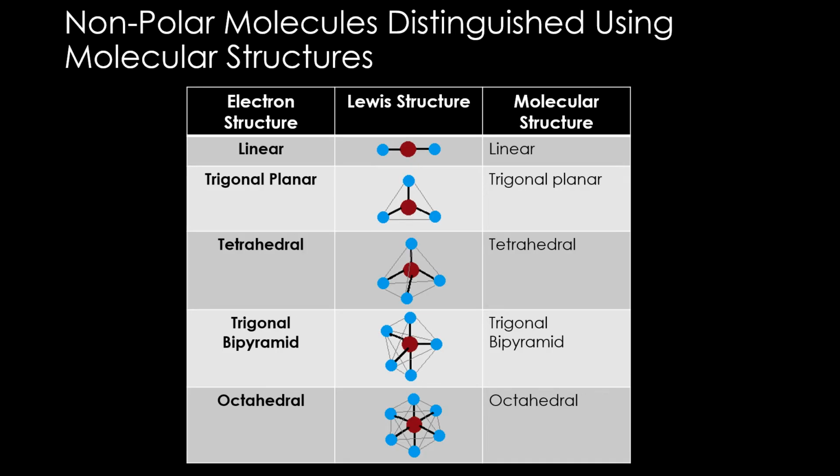Generally, the dipole moments of molecules that don't have lone pairs on the central atom will cancel each other out as long as the terminal atoms are identical. These types of compounds have a symmetrical distribution of charge, so they are nonpolar. Notice that since there are no lone pairs on the central atom, the electron and molecular structures have identical names. This table shows a summary of nonpolar molecular shapes, namely linear, trigonal planar, tetrahedral, trigonal bipyramidal, and octahedral.